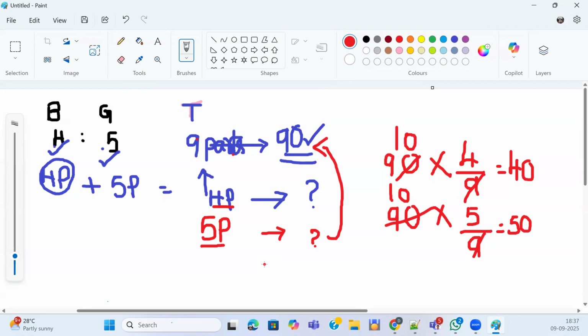So now you understood? Any problem you can solve, right? The only thing is you should understand ratio is given, 4 parts and 5 parts. What is the total? 9 parts. They have given 90.